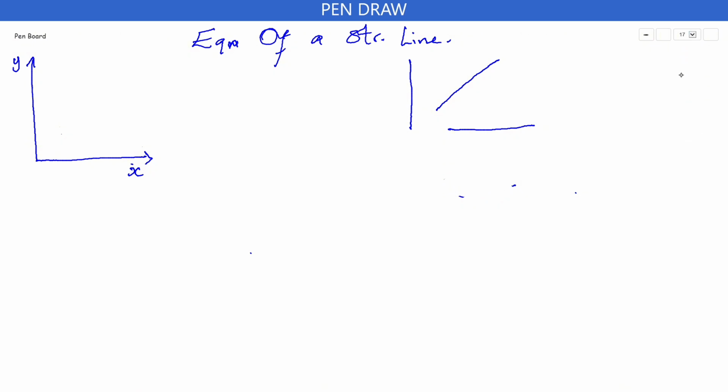So good. Before we start talking about the equation of a straight line, let's talk about the major terms that we'll be using as we start this particular subtopic. Normally the equation of a straight line is of this form: y = mx + c. This is the equation of a straight line.